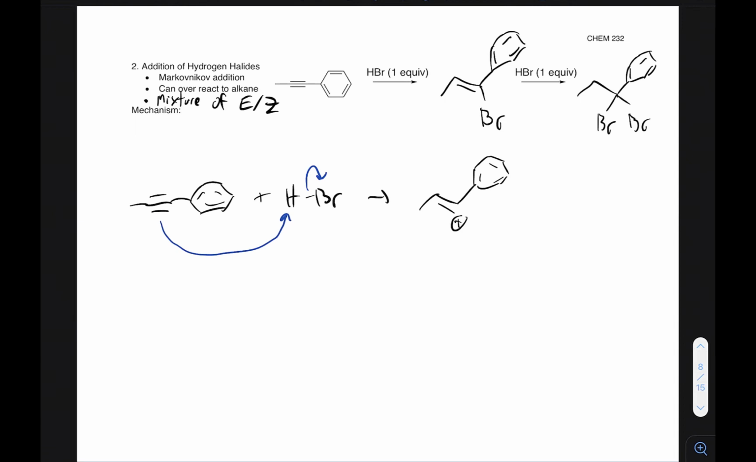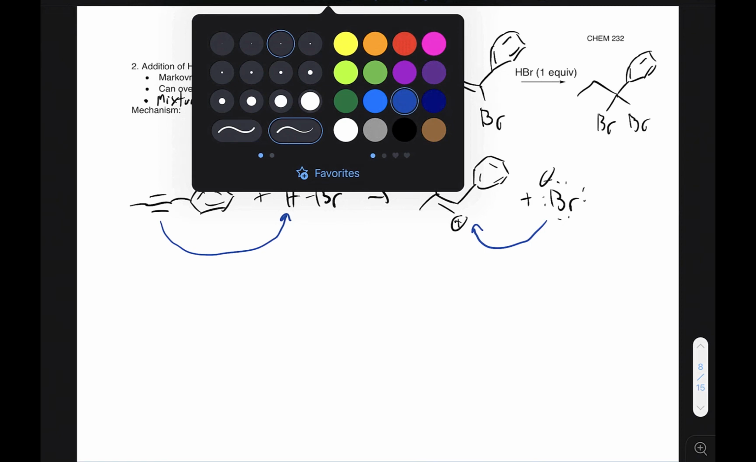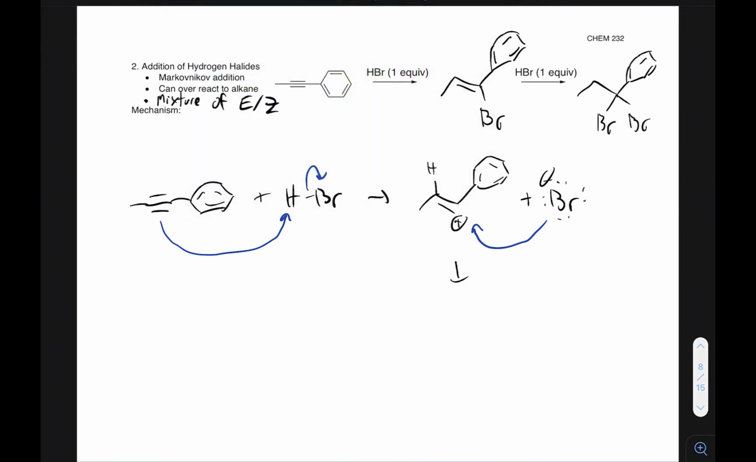We have a positive charge now on that carbon right there, and that hydrogen that was grabbed ends up right here. And in that second step, that Br minus will end up adding to our carbocation to get to our intermediate. Right, so with one equivalent of HBr, we will end up getting just this alkene, right? But if we add another equivalent of HBr, we do this mechanism again.